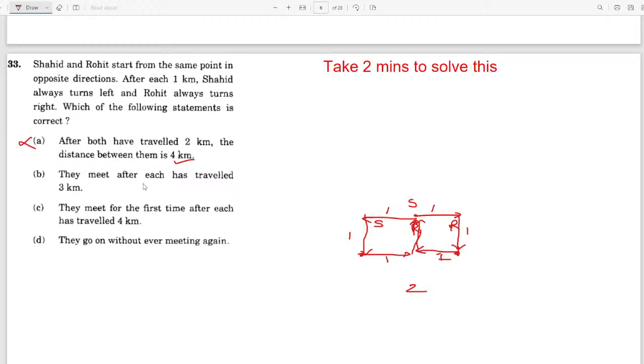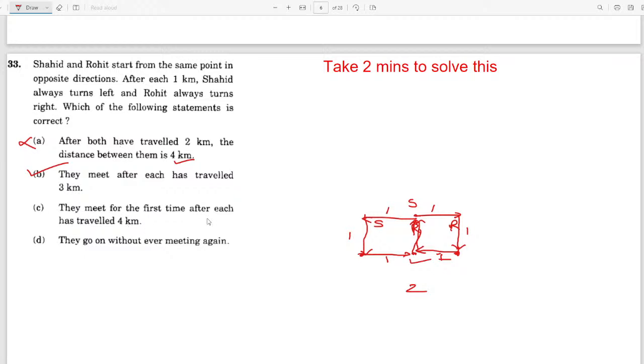They meet after each has traveled 3 kilometers. So 1, 2, and 3. Yeah. So here they are meeting. So after traveling 3 kilometers, they have met. So 1, 2, and 3, they have met at this point. So this is correct. But we have to eliminate the other options. Let's check the other options.